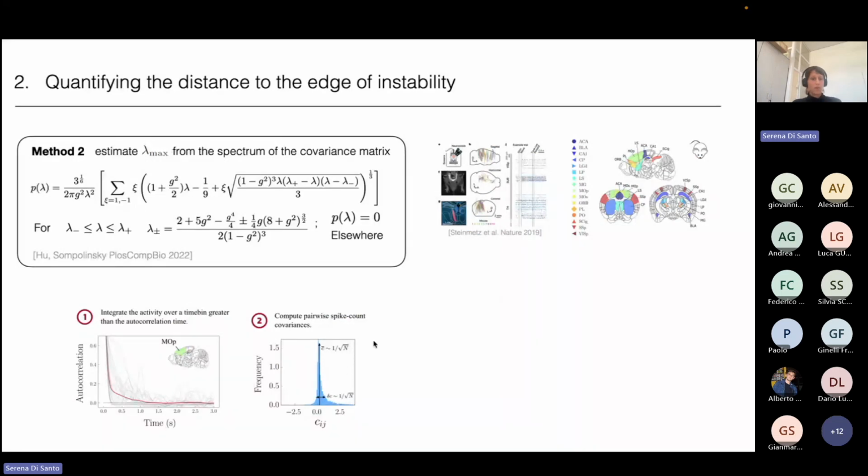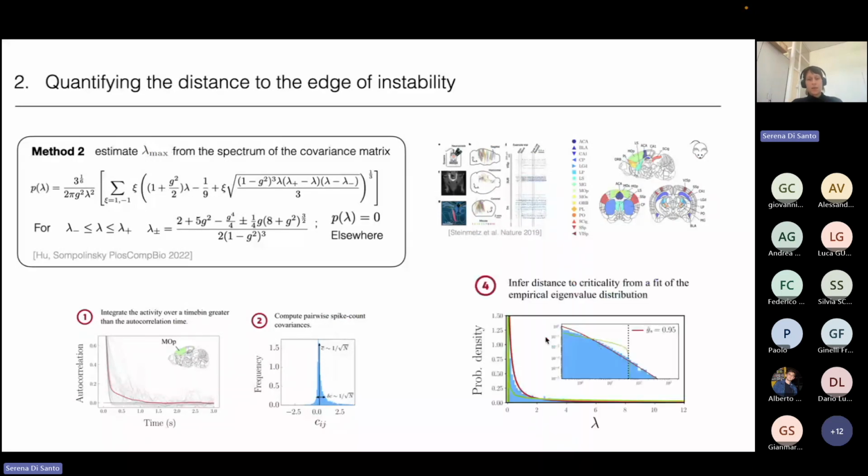So we do the same as before. We take long-time windows, compute covariance matrices, and then what one can do is fit the empirical distribution of the eigenvalues of the covariance matrix with this formula, right? Where g is the free parameter. And then one can actually infer this value of g. In this case, for one region, one finds a value that is quite close to 1 again. And in particular, for comparison, we plot this green line, which is the Marchenko-Pastur distribution, which is what one would expect if the units were independent. Of course, this distribution fails to capture the detail of the empirical distribution.